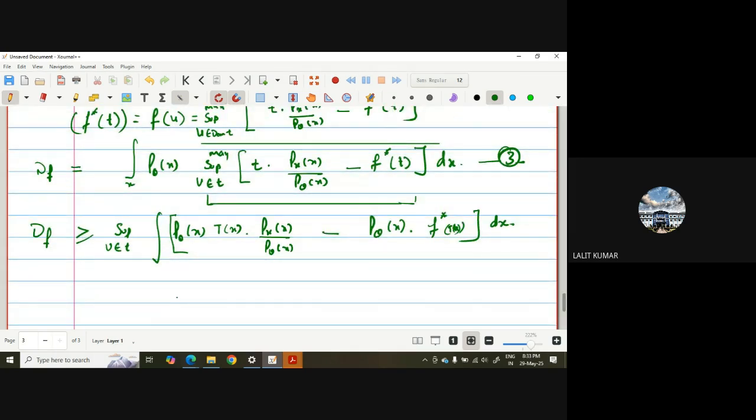So here now this Df can be written down. Now you can break down these two integrals as sup over u belonging to T. Here p theta will cancel out, so this will become t(x) times p(x) minus the integral of p theta of x times f star of t, dx.